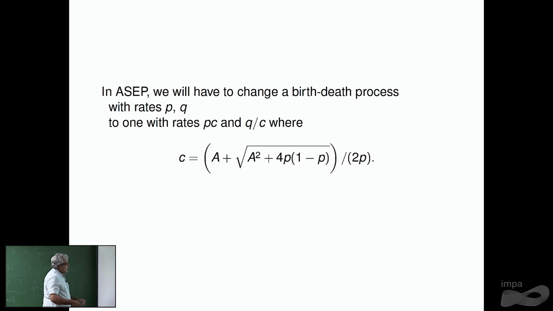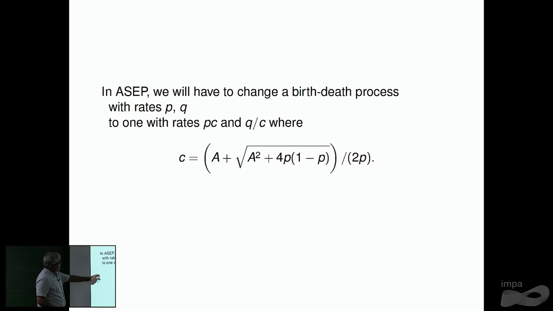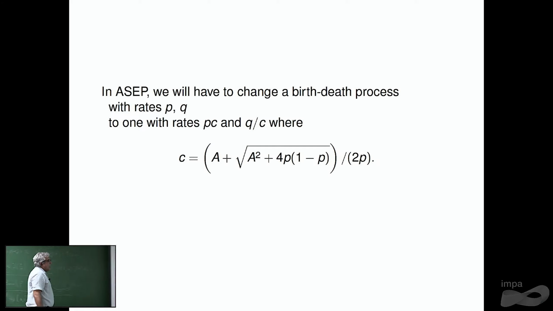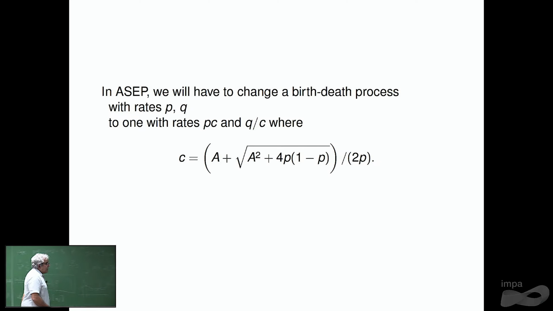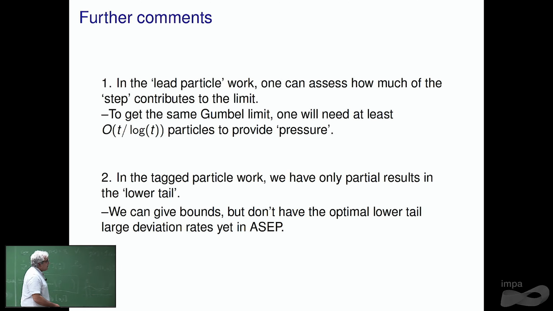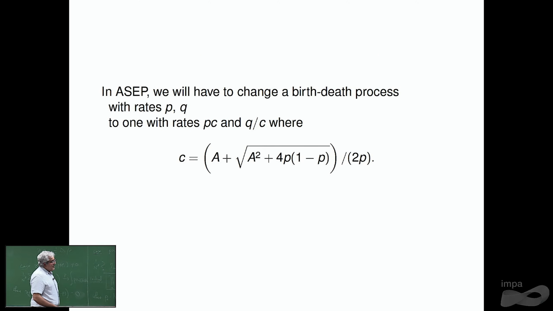In ASEP, you're going left also, and so you have to change the rates p and q. So in that same regime, you would change a birth-death process to a different birth-death process. So you would be changing p to pc and q to q over c, and c is this. It turns out that this is what we should change so that we get to A. Anyway, so that's the upper tail.